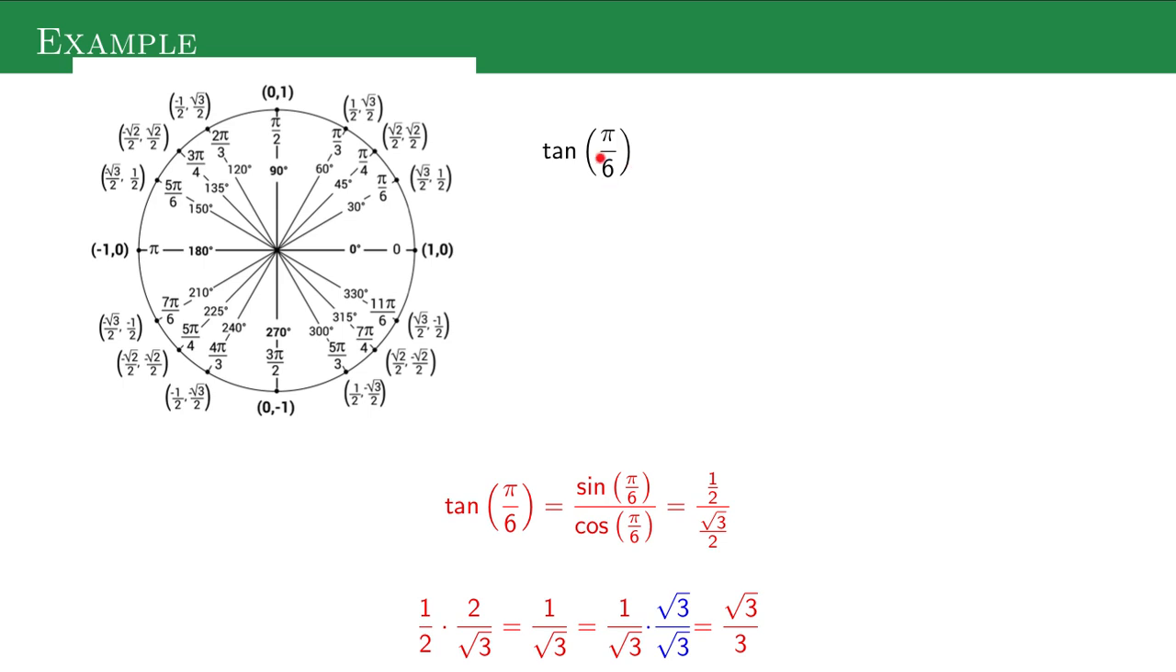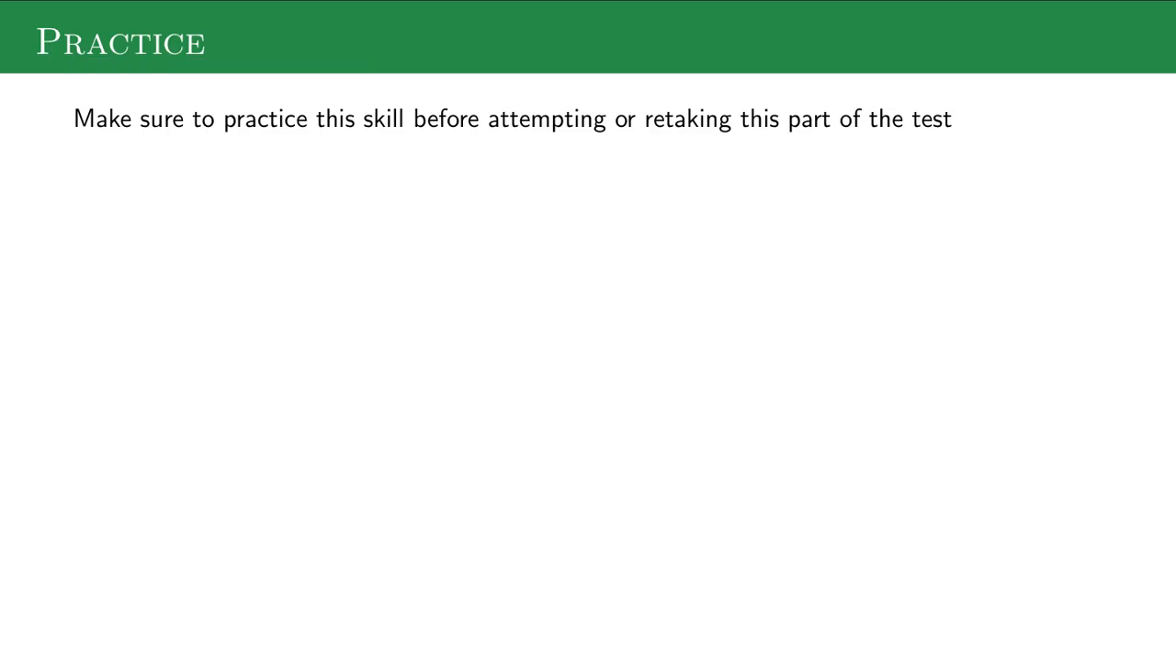And this only happens in the over 6 angles. So pi over 6, 5 pi over 6, 7 pi over 6, and 11 pi over 6. You'll have to do this kind of process to get the fully simplified answer. But now you have the basic idea of how to find tangent and the one weird thing you might have to do in some circumstances.